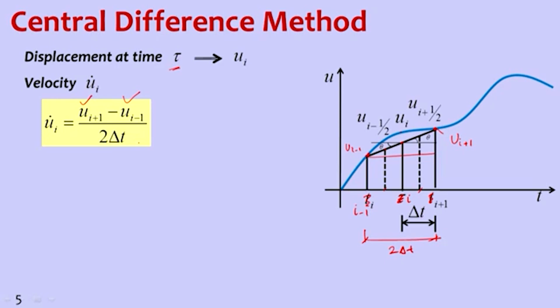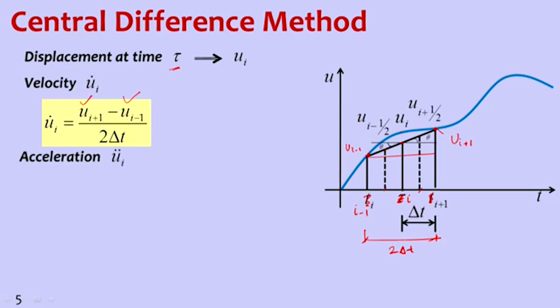So we can write the expression of velocity in terms of displacements. You can see this one, displacement. Where we are calculating velocity, we are calculating at i, and we are making use of one step ahead, that is u i plus 1 here, and next step one step backward, that is u i minus 1.